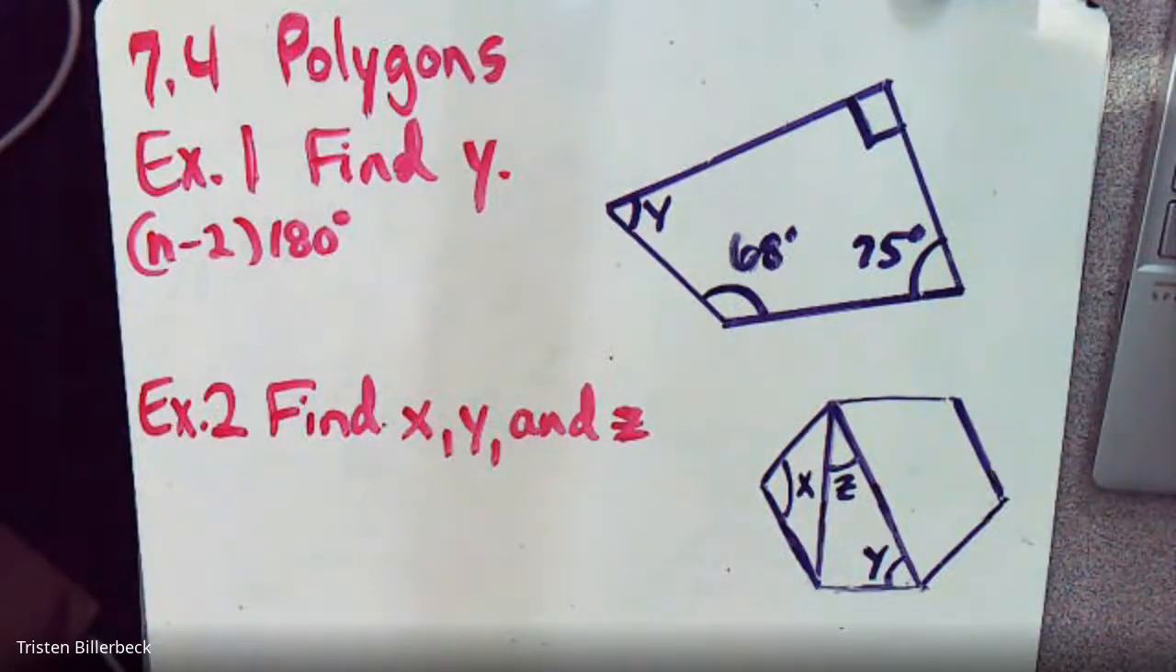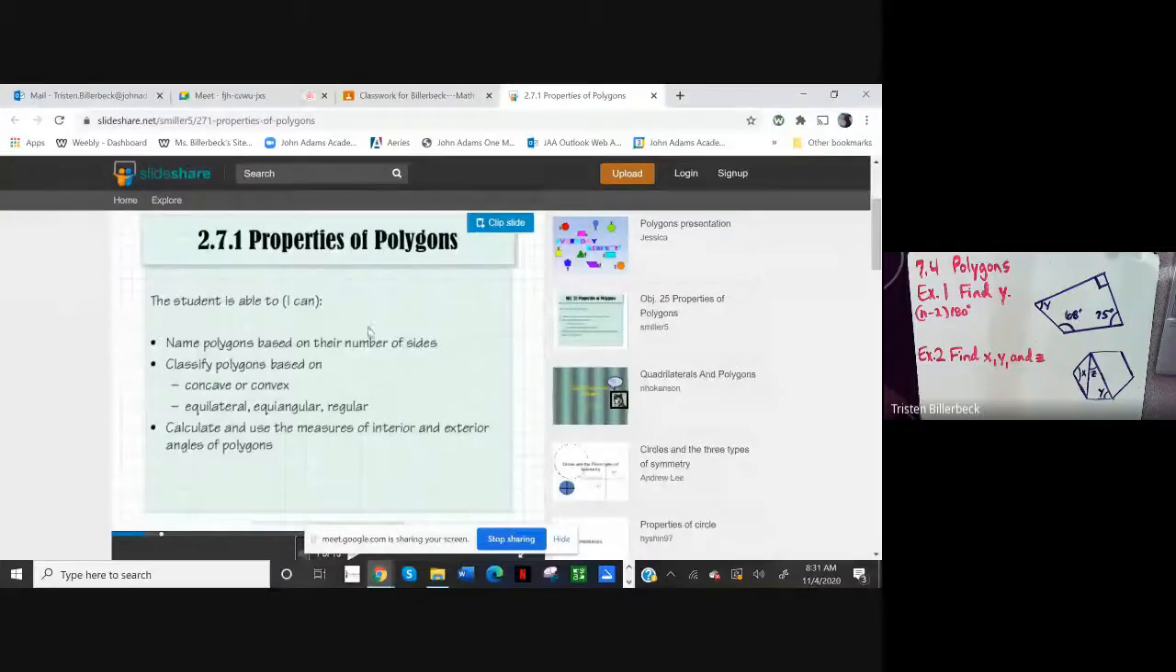All right, let me share the screen and we'll talk about some qualities of polygons. So, properties of polygons. You're going to be able to name polygons, classify polygons based on concave or convex, if they're equilateral, equiangular, or regular, and calculate and use measures of interior and exterior angles of polygons.